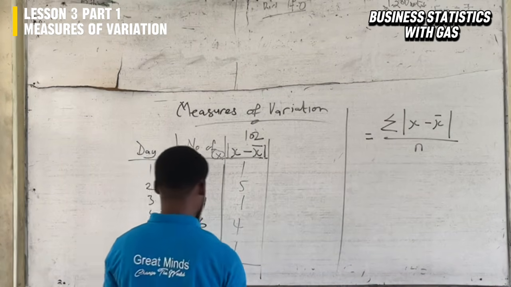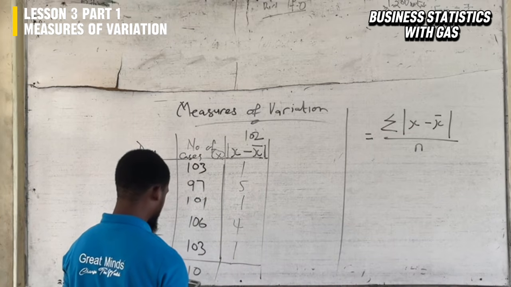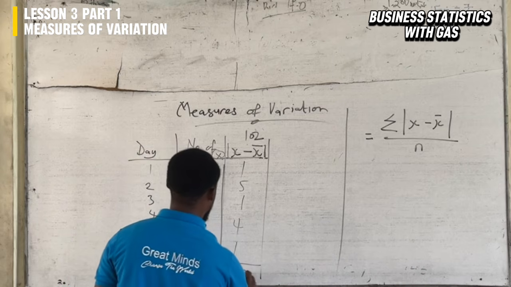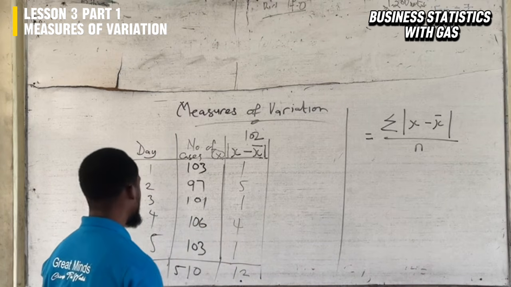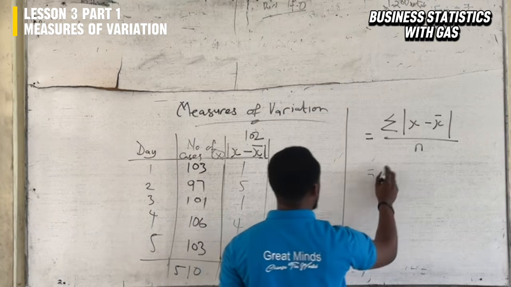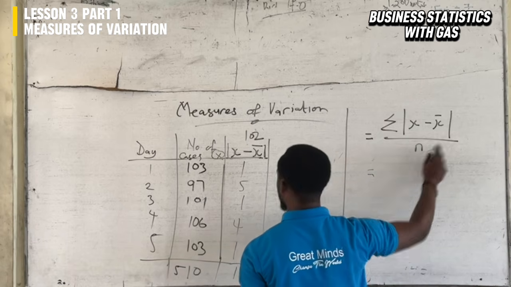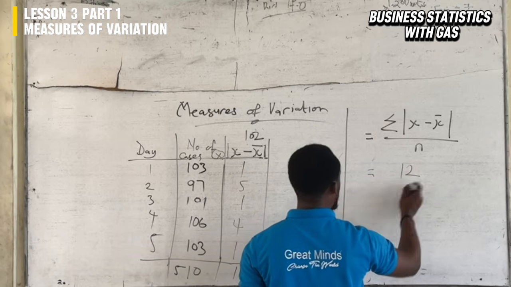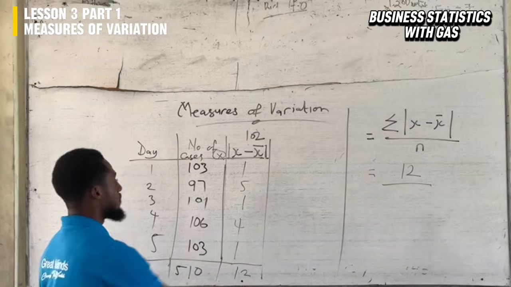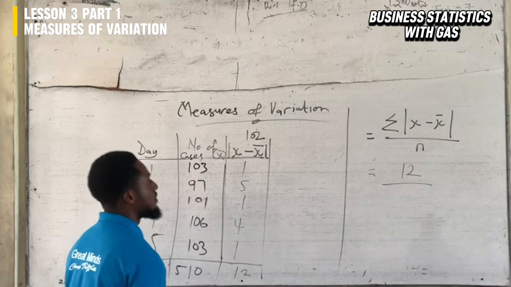So let's get the tally, the total. 1 plus 5 plus 1 plus 4 plus 1, you are getting 12. So now let's fix it into our formula. So we have 12 divided by our n, divided by 5. Our n here is the number of observations, which is 5.